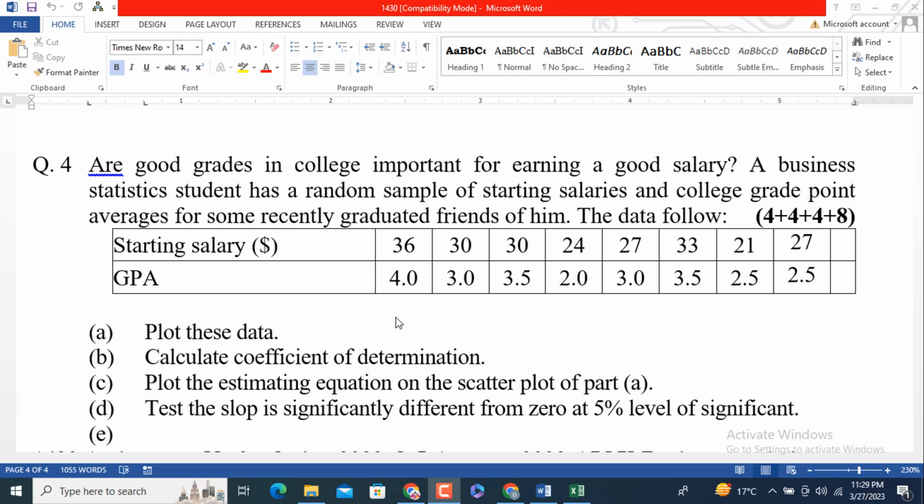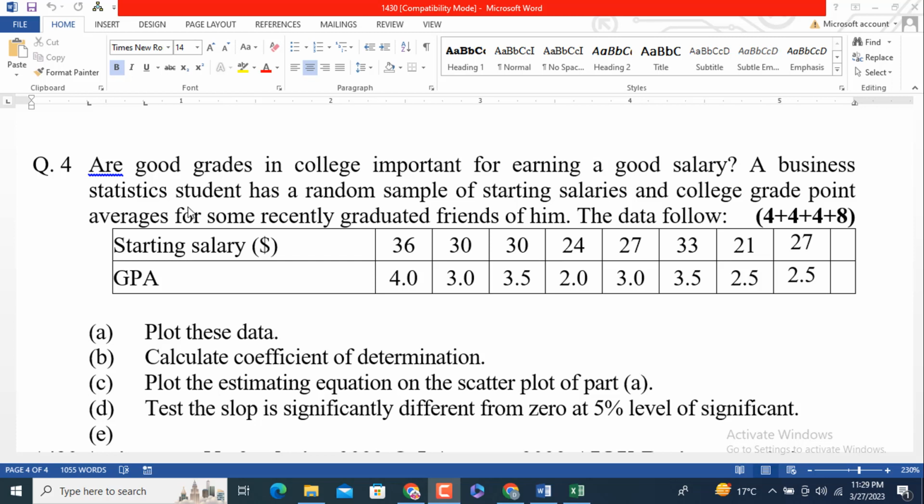In today's video, we are going to solve question number 4 of assignment number 2, which is related to the subject business statistics, subject code 1430, and it is related to Autumn 2022 of the AIOU examination system. The question number 4 is here: are good grades in college important for earning a good salary?